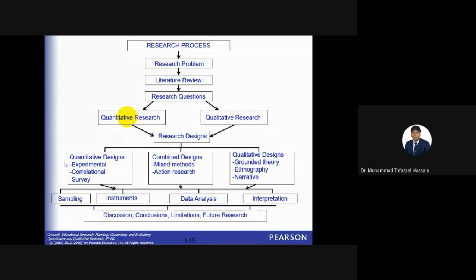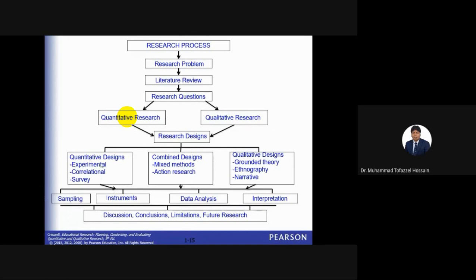Then according to your research design, you have to do what? You have to set your instruments, right? Instruments means the way you will collect the data. It may be a survey questionnaire, or it may be interview questions. It may be an observation checklist. It may be documents. So these are all your instruments.